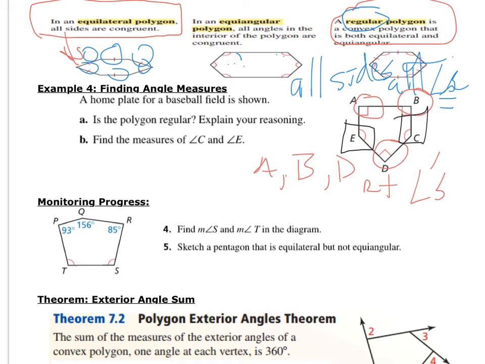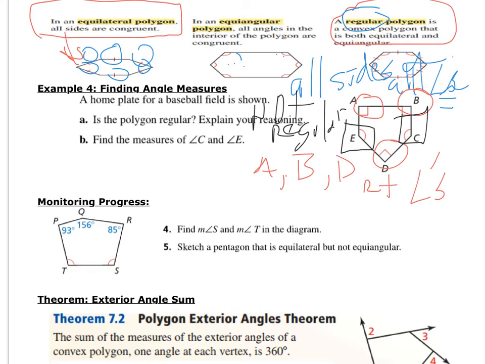No, not all 5. And so the home plate is not a regular polygon, because again, all the sides and all the angles must be congruent. So that's why it is not regular. Okay, and also along with that, your explanation would be that it doesn't have all congruent sides, or it doesn't have all congruent angles. All right, well, they want us to do something else with this problem.